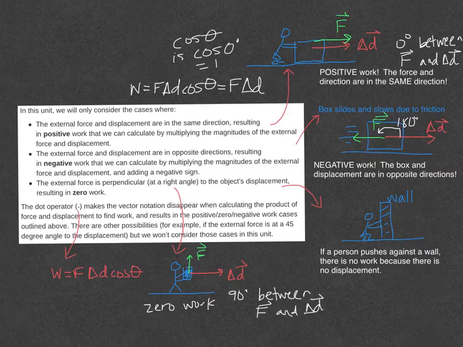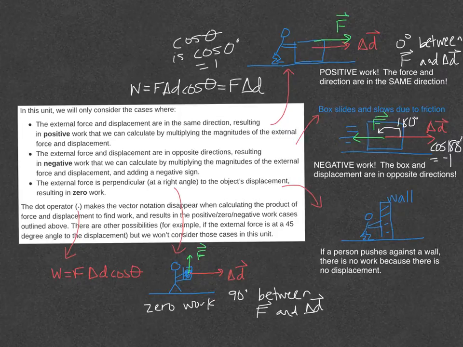So that's positive work. If I have negative work, then cos theta is actually cos 180. And if you put cos 180 in your calculator, it's -1. So that means that you would have a negative value of the force times the displacement. And I would get negative work.